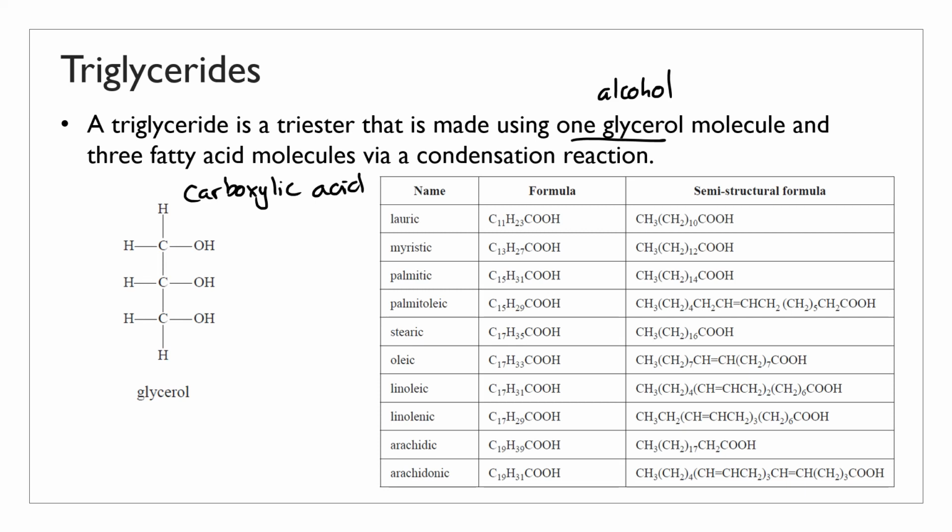Now, all of these are given to you in your data book, so the list of fatty acids is on page 7. And you can find the structure of glycerol on page 8, which is right after. So page 8 has a lot of different things. We're going to look at every single one of them, but we're just going to look at glycerol here.